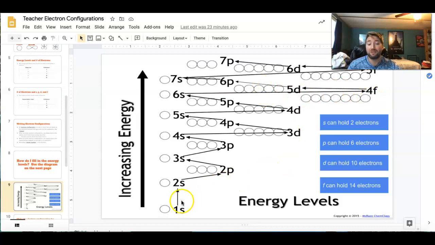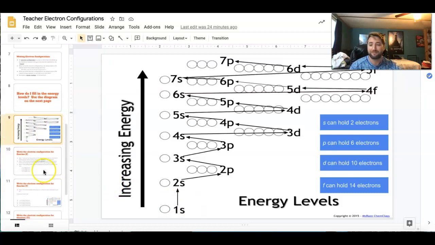The way that I remember this is I hum a little tune in my head to the theme of Jingle Bells, and it goes 1s2, 2s2, 2p6, 3s2, 3p6, and then it'll get stuck in your head, and over time you'll eventually remember how to fill in these electrons. And I'll sing it during class too, so you can keep up with it.